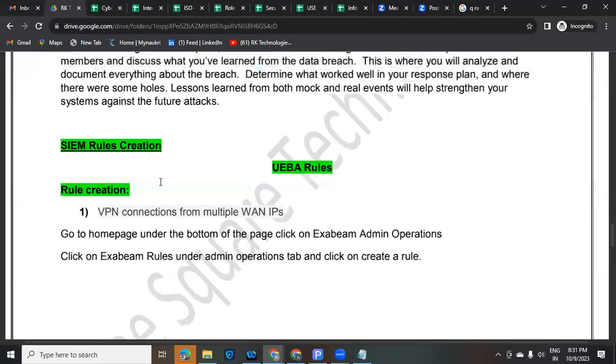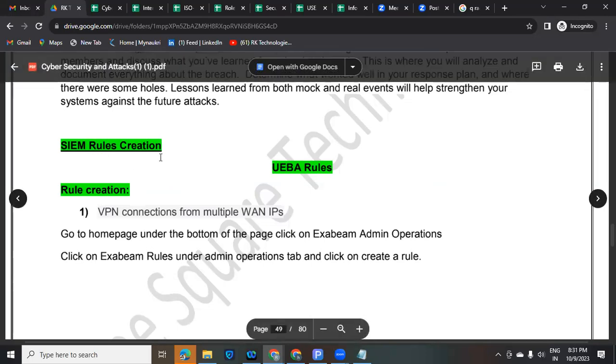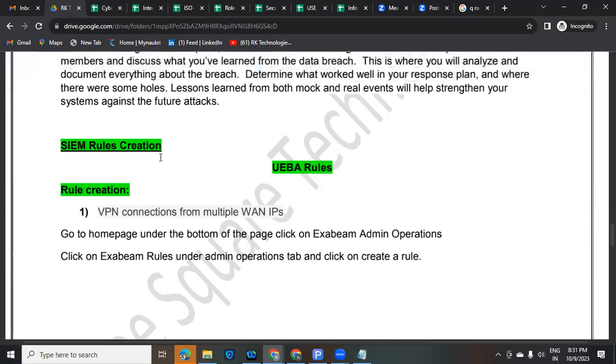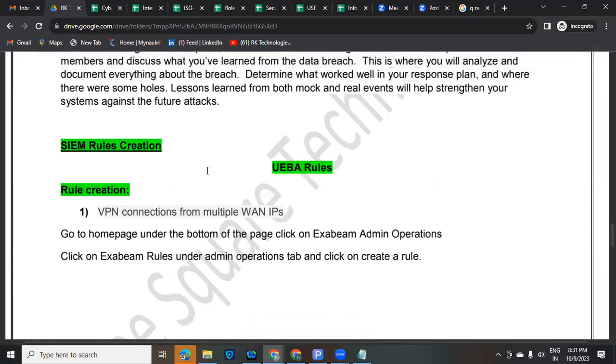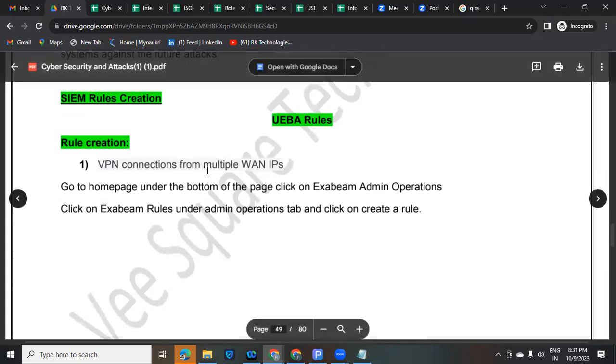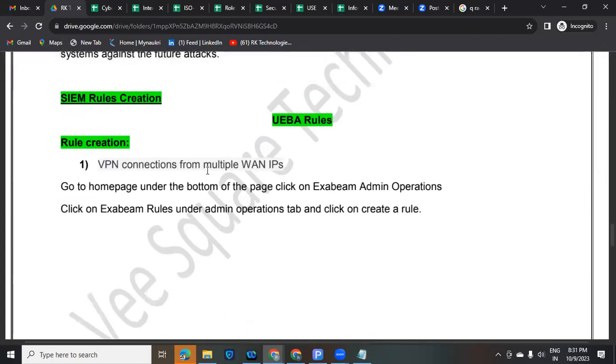Okay. Are you able to see my screen? Yes, sir. So here is the SIEM rule creation part. Already in the Excel sheet on the IBM QRadar side, I provided 5 use cases or correlation rules. You can go and read those 5 use cases. Additionally, for the Splunk, Exabeam, ELK or Securonics side, these 5 correlation rules are applicable as they are.